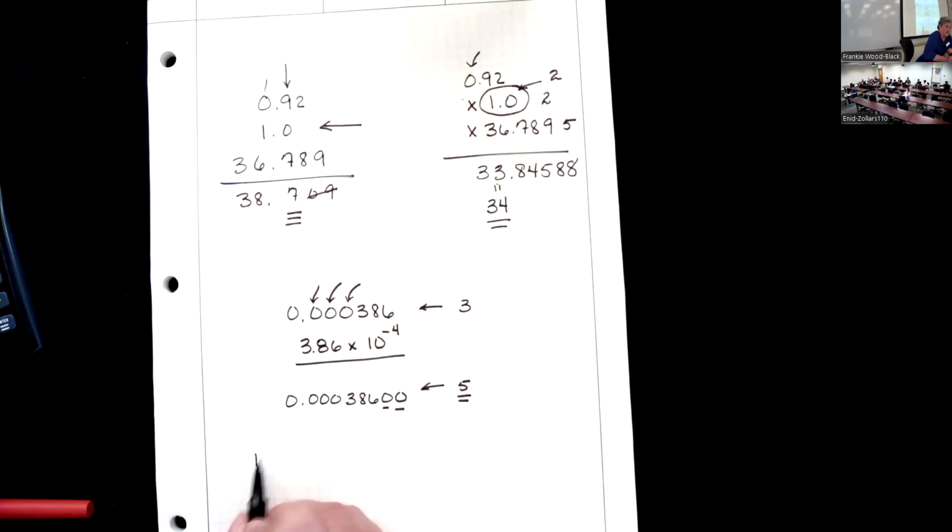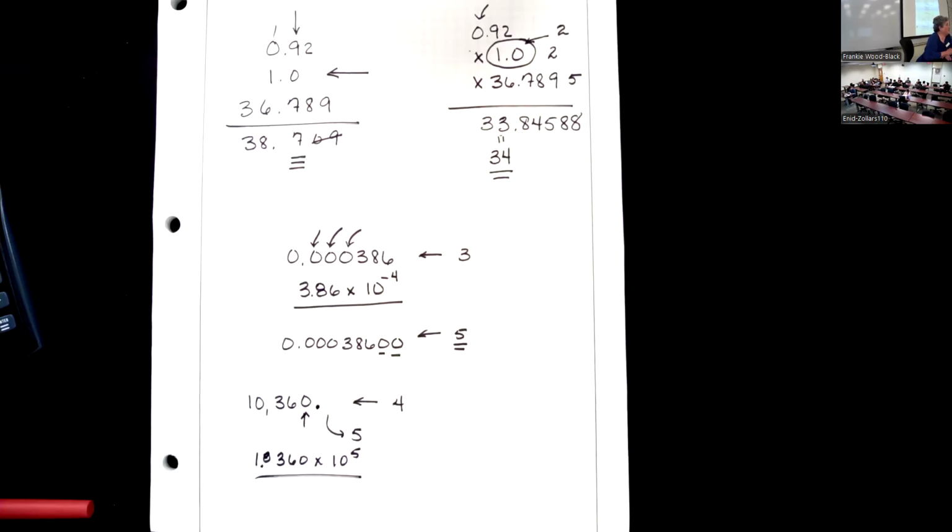Now, if I have 10,360, I only have 4 significant figures here because that last 0 is a placeholder. If I wanted to show that 0 as significant, I could add a decimal point, and now it has 5, because that tells me that 0 is significant, or I can write this out in scientific notation, and that would tell me that that 0 was significant.